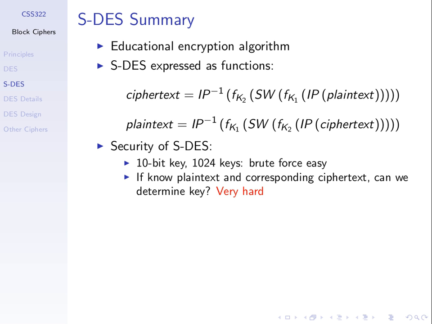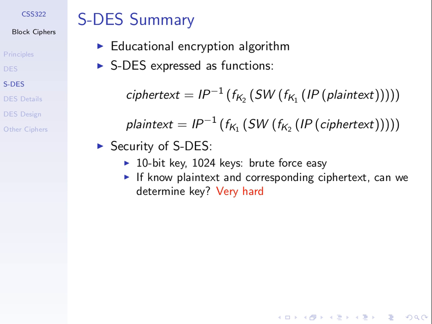So in summary, simplified DES, an educational encryption algorithm, can be expressed as some equation where those operations are defined. For example, to encrypt, we take some plain text, we apply the initial permutation. On the output of that, we apply our function using subkey K1. The output of that, we swap the halves. Then we apply our function, the same function again, but use K2 as an input. And then when we're done, the inverse initial permutation. And then the second equation is the decryption operation. And you see it's exactly the same, except here we use K2 and then K1.